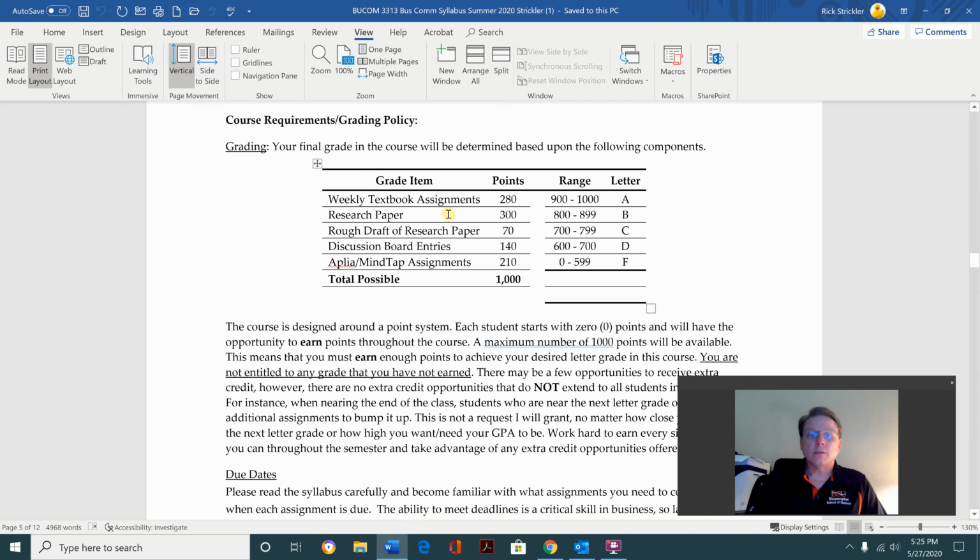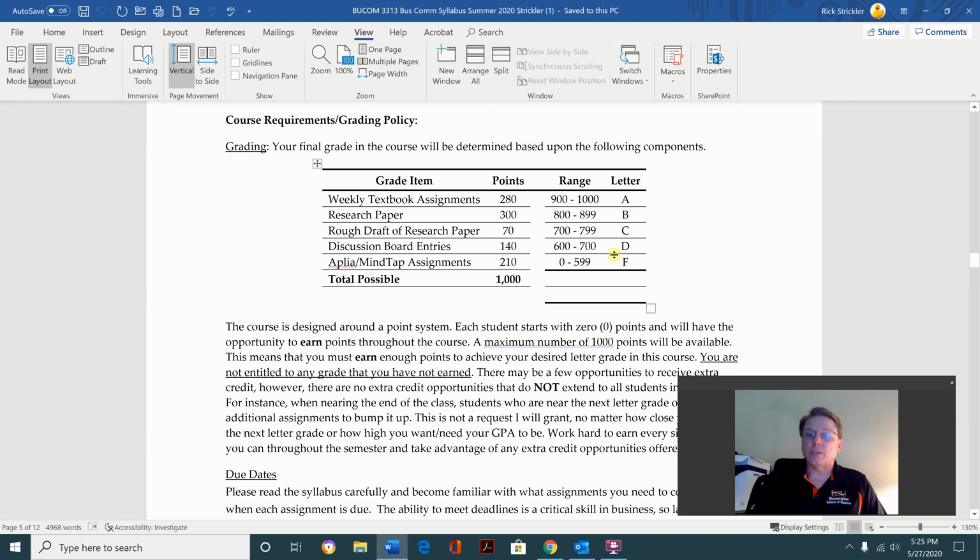Okay, so here's your grading system. Weekly textbook assignments, all total, are 280 points. The research paper is 300 points. The rough draft is 70 points. Discussion board entries total 140 points, and the Aplia MindTap assignments total 210 points. This is why you have to have the access code to be able to do these, and of course, it's 21% of your grade. So it totals 1,000 points.